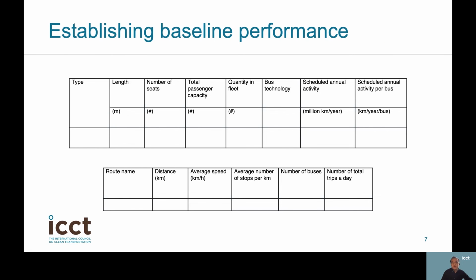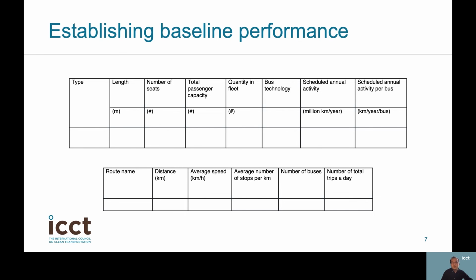First, operators should understand the performance and efficiency of the buses currently in service. This is called establishing baseline performance. Relevant information includes bus length, the number of passenger seats and total passenger capacity, the number of buses in the fleet, the fuel type and engine technology, projected or scheduled annual total activity, and the scheduled annual activity per bus. These numbers are useful in a later step when information about buses and the routes are combined to generate energy consumption estimates, and soot-free and zero-emission bus technologies will be benchmarked against the baseline performance of these buses.